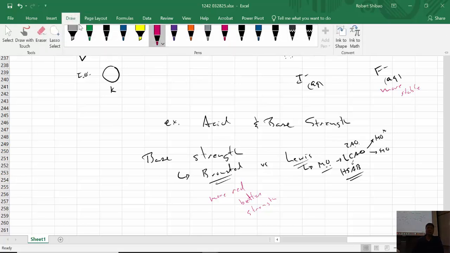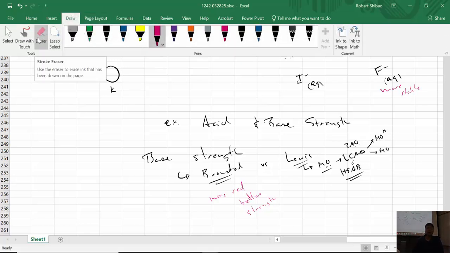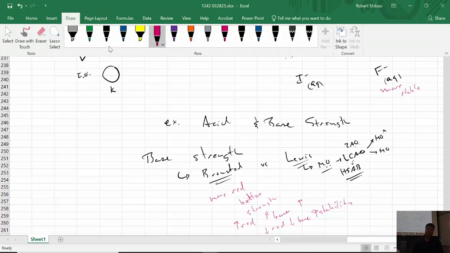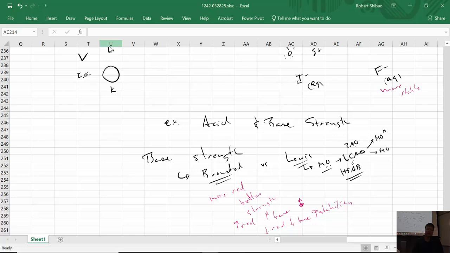So the red can be localized or delocalized. And so the more red, the better for strength. In other words, the more red it is, the stronger the base. However, sometimes we want stability. And if we want stability, then that means the less red it is, the weaker the base, and the higher the stability. The stronger the base, the more reactive it is, and the lower the stability, the higher the reactivity. So this is lower stability.